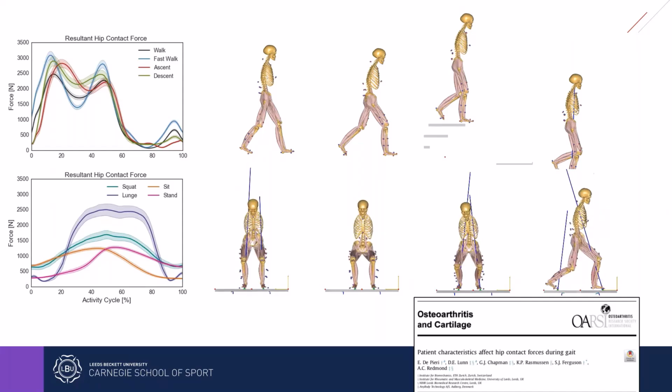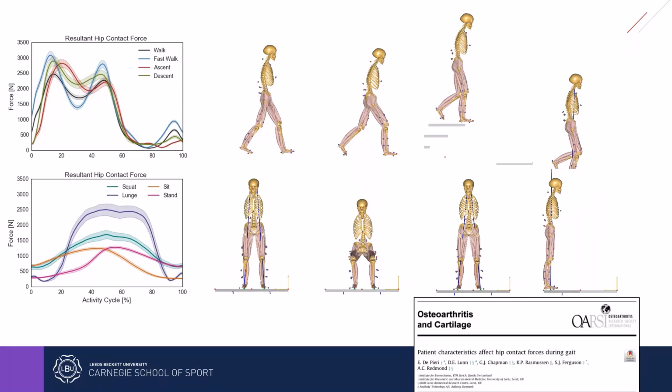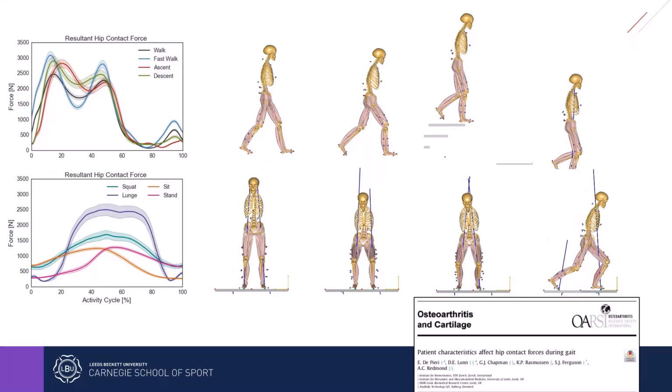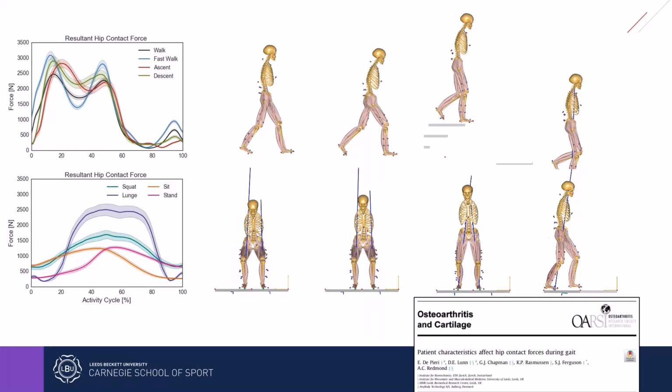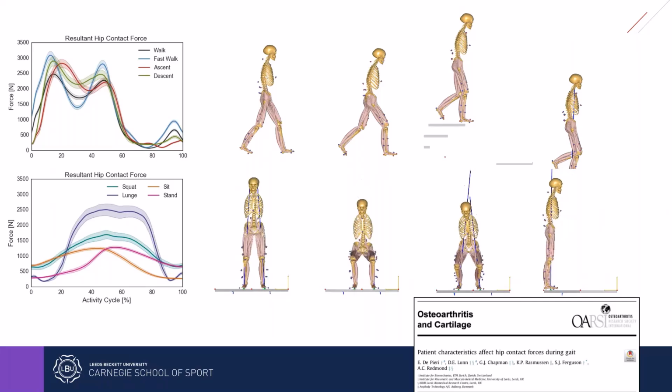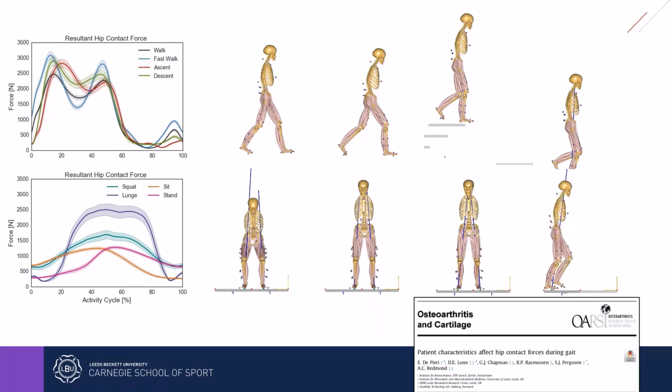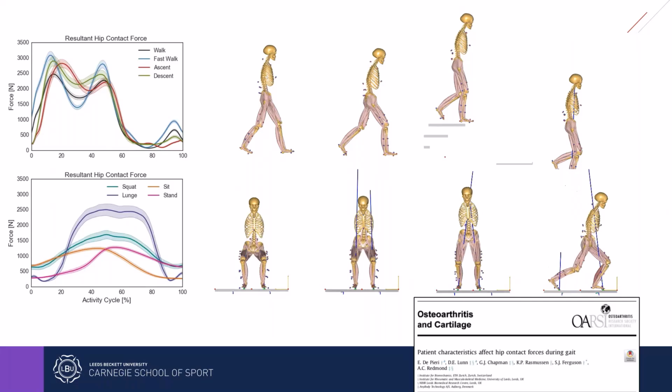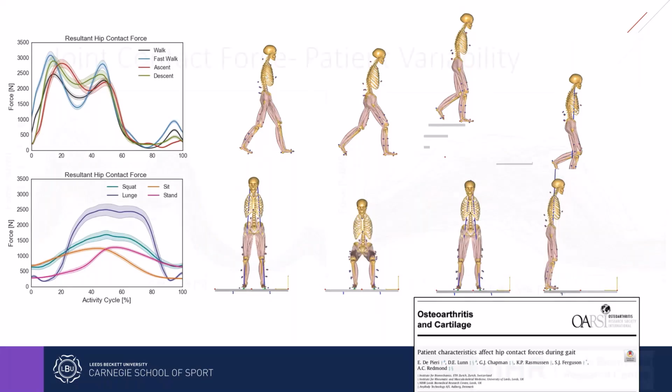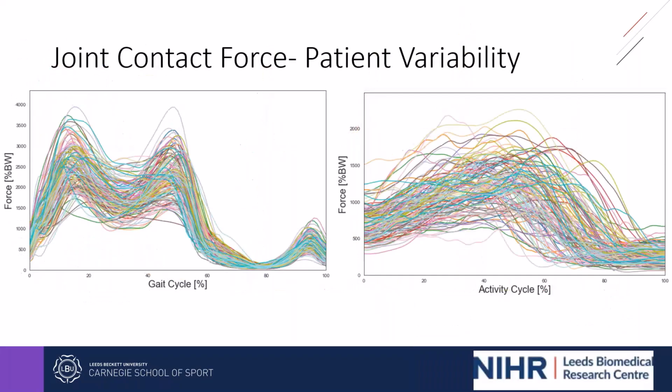I'm not going to talk about these results too much, but the papers that were published are on the screen, and based on this we also looked at how things like BMI, age and function affect these different waveforms. One thing I did want to talk a little more about is the patient variability that we see within our patient cohort.